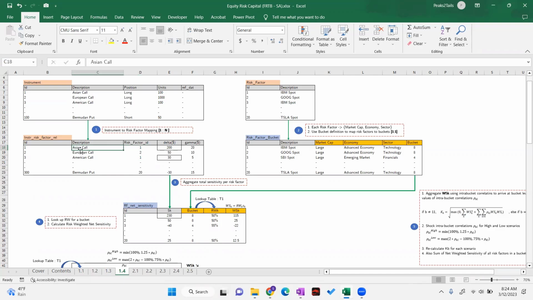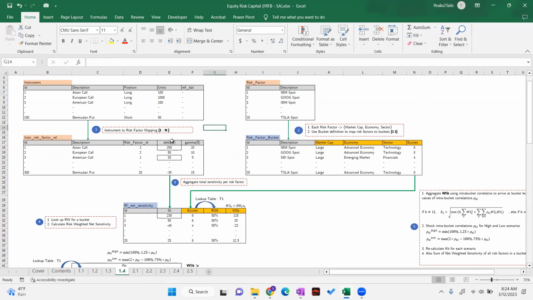All right. First instrument is mapped to risk factor ID 1. That means Asian call is mapped to IBM spot price. Second instrument, European call, is mapped to risk factor ID 2, which is Google spot price. Third one is an American call option that is also mapped to risk factor 1, which is again IBM spot price. You'll have something like this. Okay. This is the instrument to risk factor mapping.